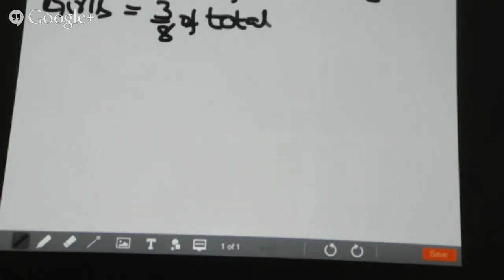Please make a note of this one. There are 40 students in a class. Okay? Number of girls are 38 of total.